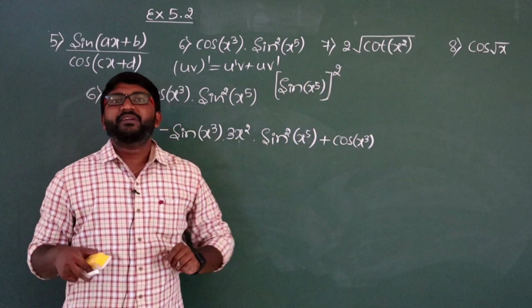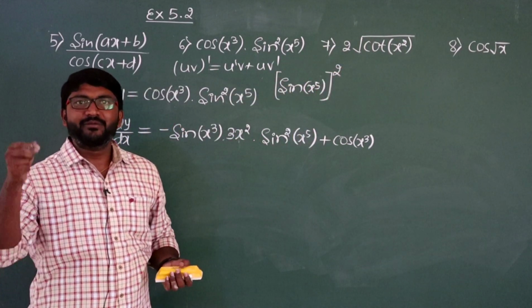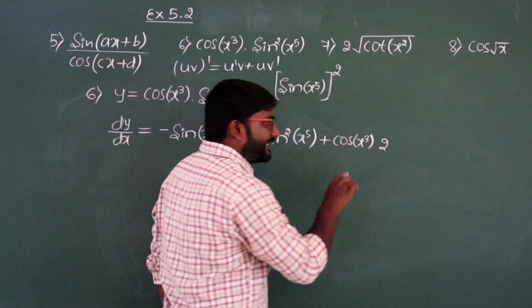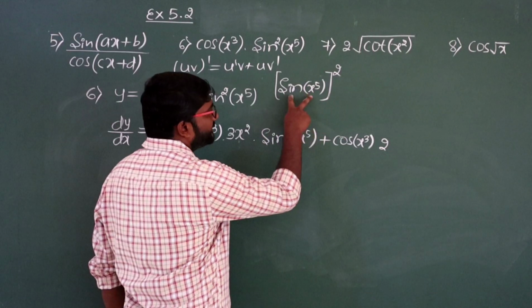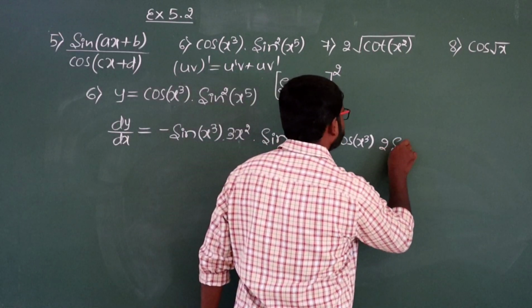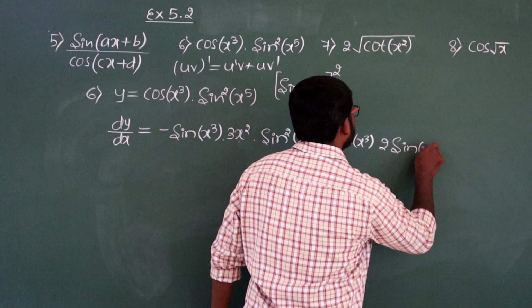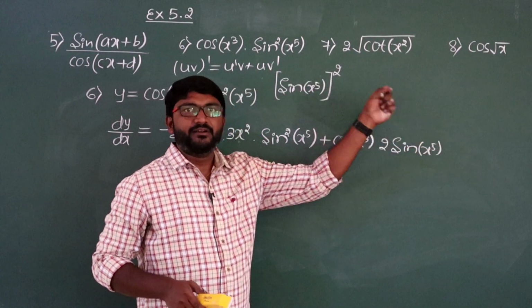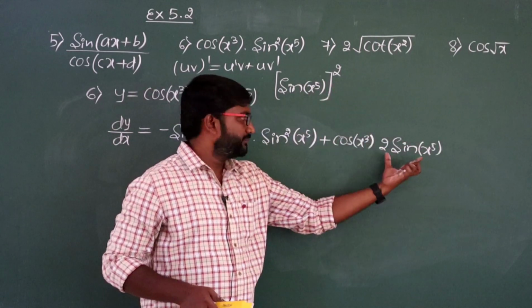What is the derivative of x to the power n? N into x to the power n minus 1. So n means 2 here. N into x to the power n minus 1, where x means sine of x to the power 5. 2 minus 1 is 1, which we don't write here.